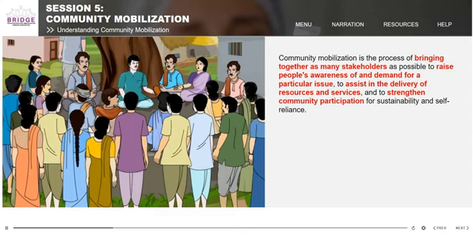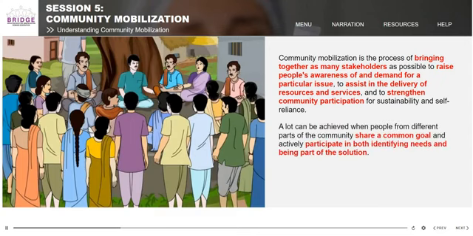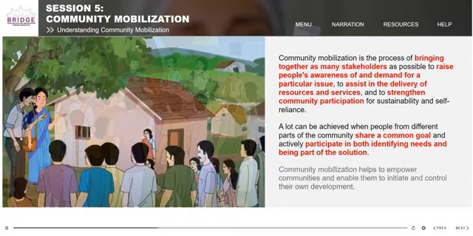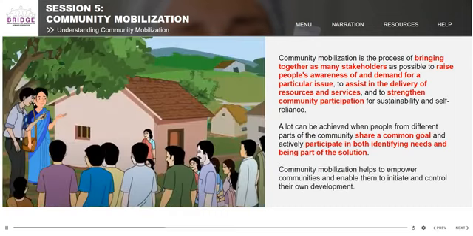and self-reliance. A lot can be achieved when people from different parts of the community share a common goal and actively participate in both identifying needs and being part of the solution. Community mobilization helps to empower communities and enables them to initiate and control their own development. How do you mobilize the community? In our last few sessions, we have seen how we can mobilize through IPC and community meetings.